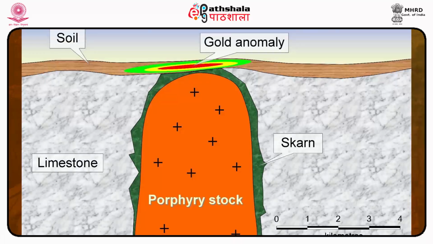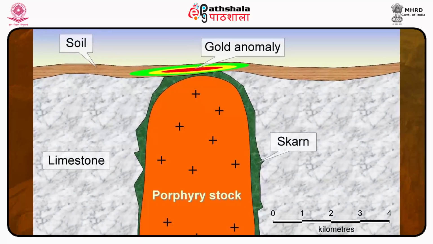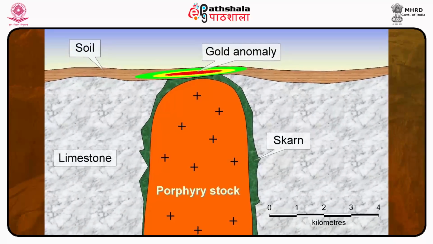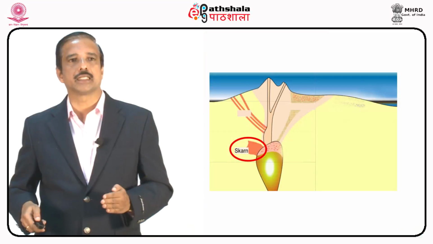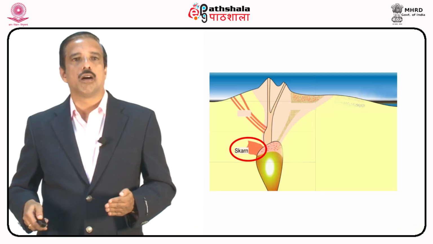Wall rock alteration products associated with skarn deposits around intrusive masses are extensive in many places and contain conspicuous diagnostic minerals: grossularite and andradite garnet, wollastonite, epidote and pyroxenes such as hedenbergite, salite and ferrosalite, amphiboles principally tremolite and actinolite, vesuvianite and idocrase, minerals of the humite group, serpentine, spinels, scapolite and many others. Both silication and silicification are common.